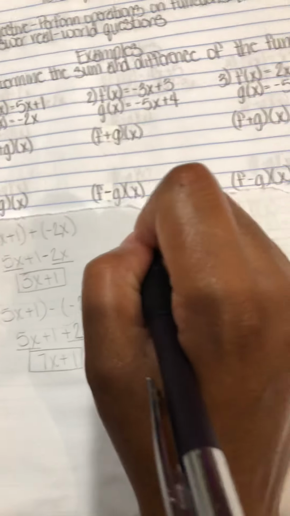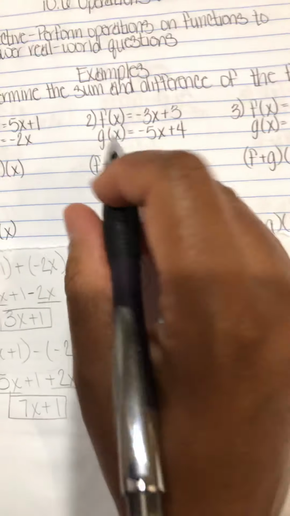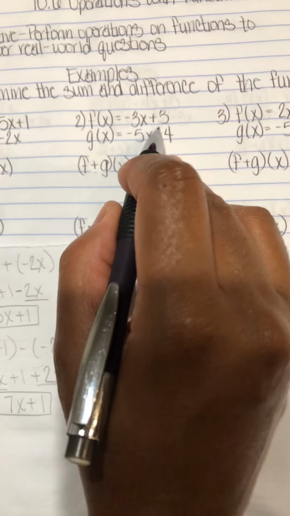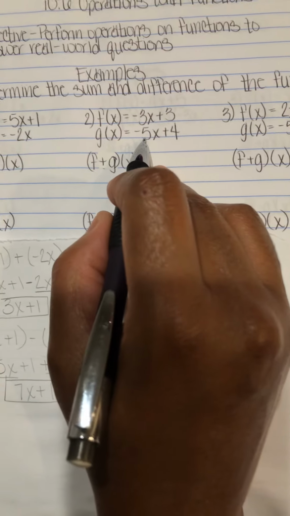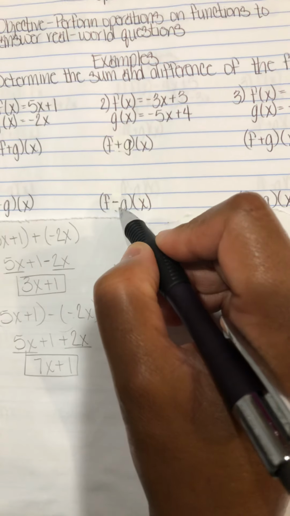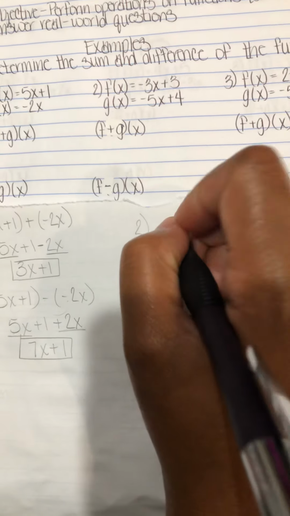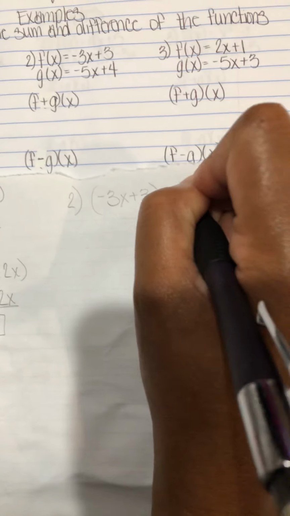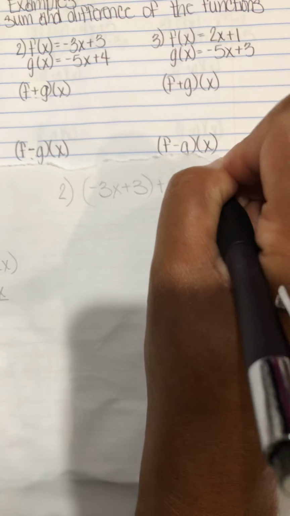Again, for number 2, it says that f of x is equal to negative 3x plus 3. G of x is equal to negative 5x plus 4. So first I'm going to add them and then I'm going to subtract them. So negative 3x plus 3 plus negative 5x plus 4.